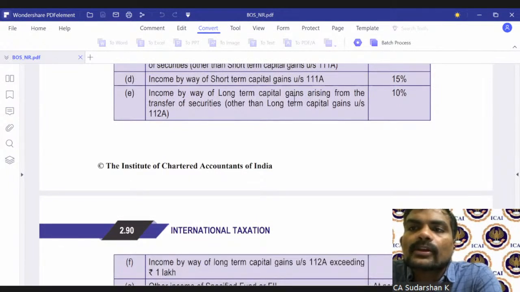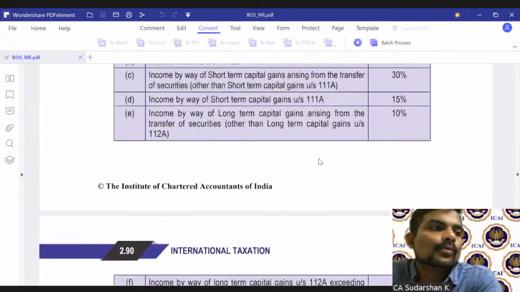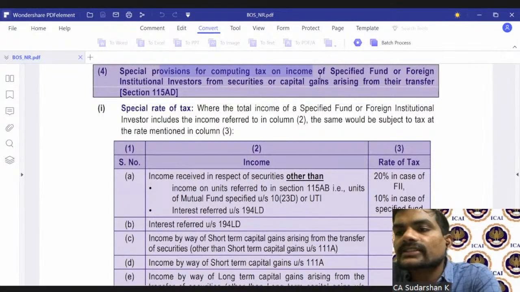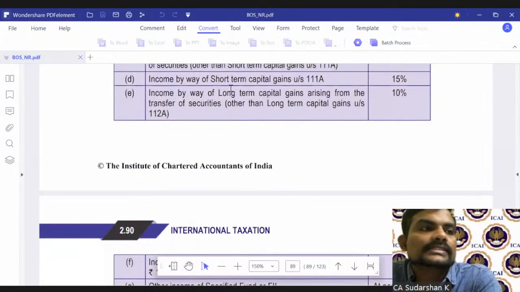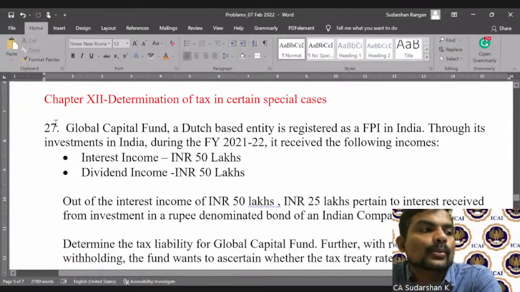Here also, income by way of long-term capital gains arising from transfer of securities, so it can be bonds, debentures, and if you are a foreign institutional investor, your LTCG will be taxable at 10%. If you have other income, it will be at normal rates of taxation. So effectively, what 115AD does is special provisions for computing tax on income. This gives clarity for foreign institutional investors on how much they are taxed and for what. This is very important because, even practically, 115AD is very relevant for the Indian market. Now, to understand this better, let's look at question number 27.